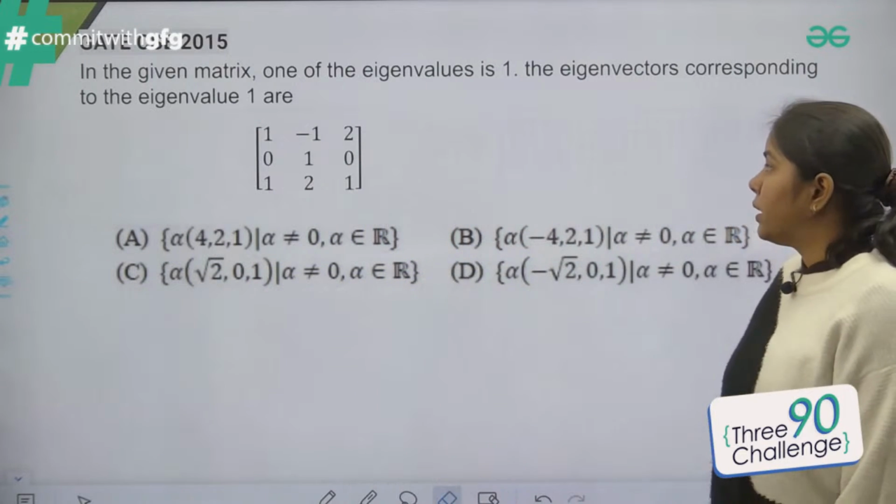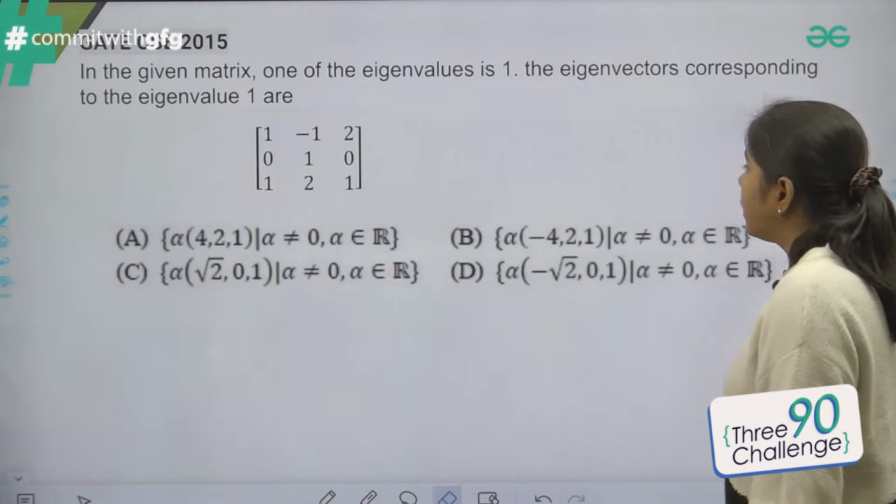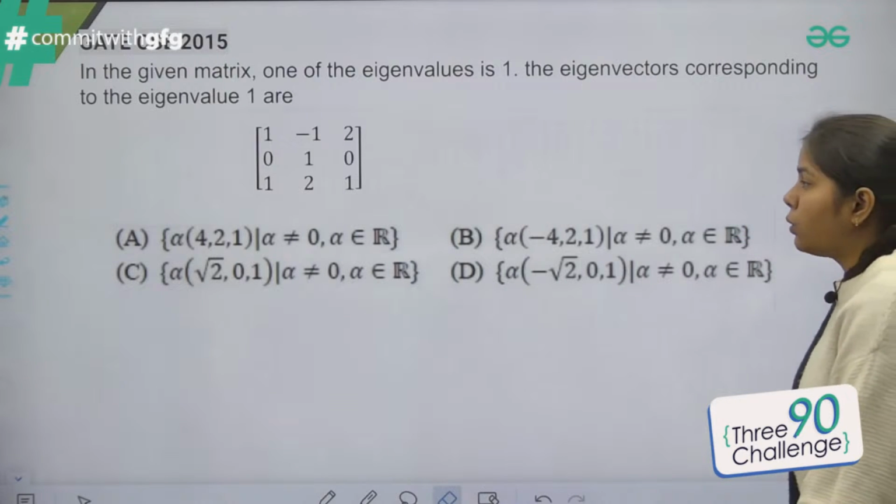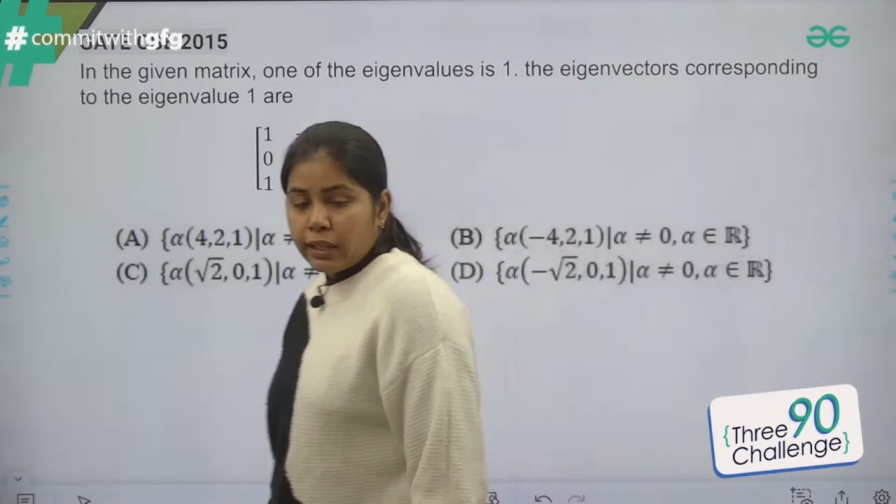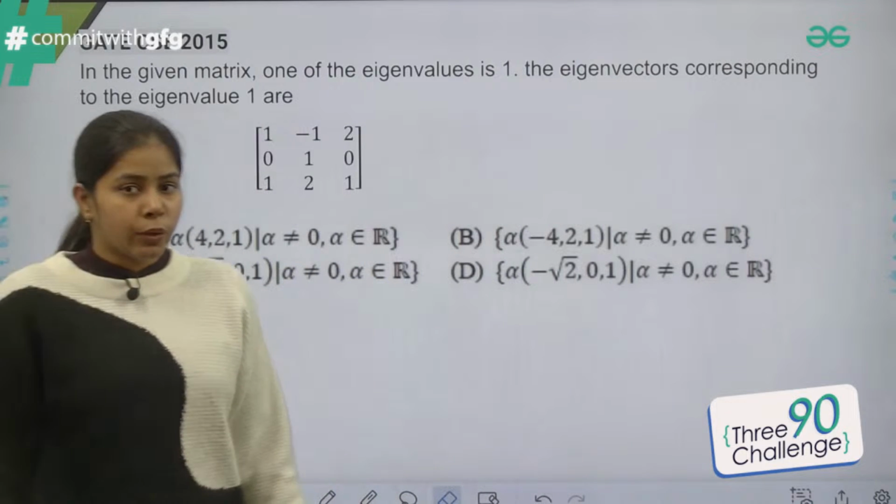Yeah, this is the question. In the given matrix, one of the eigenvalues is 1. Eigenvectors corresponding to eigenvalue 1 are. So we have to tell what would be the eigenvector corresponding to 1.